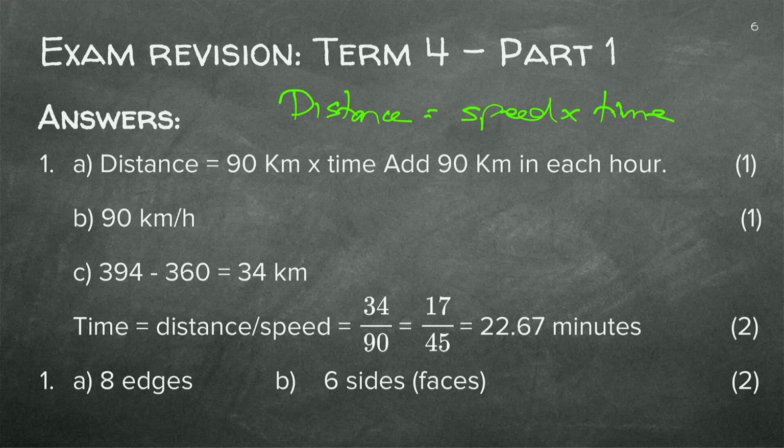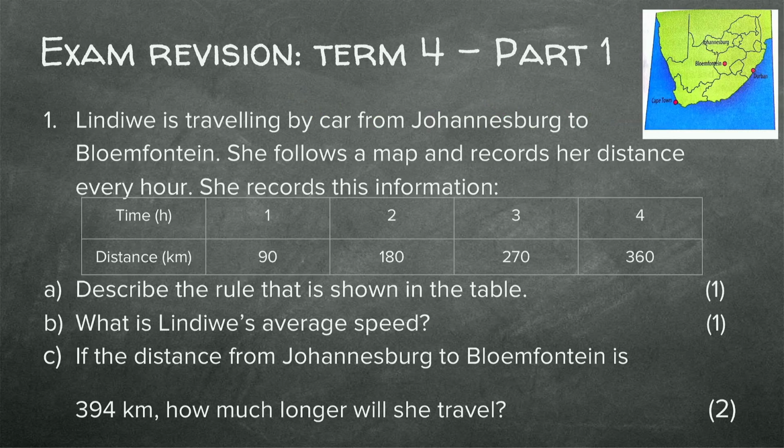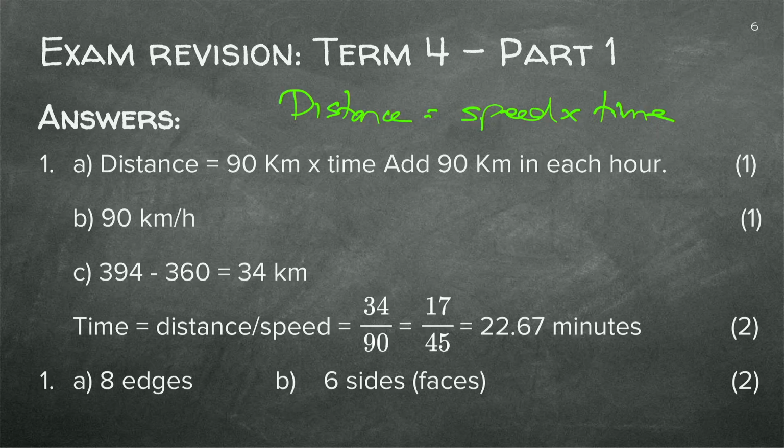And then they ask us in question 1C, if the distance from Johannesburg to Bloemfontein is 394 kilometers, how much longer? Yes, you're going to subtract 360 from 394, and we've got 34 kilometers, and time equals distance divided by speed. So it is 34 divided by 90, so it's going to take her 22.67 minutes to get to her destination. Well done if you managed to do that one.